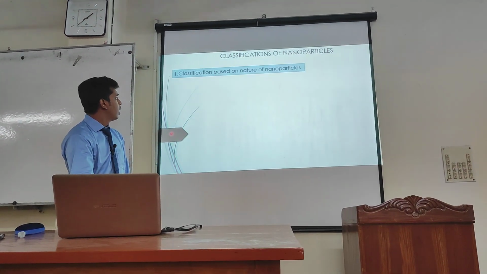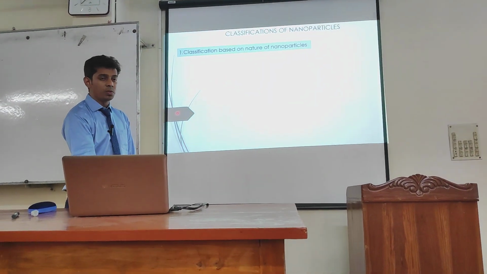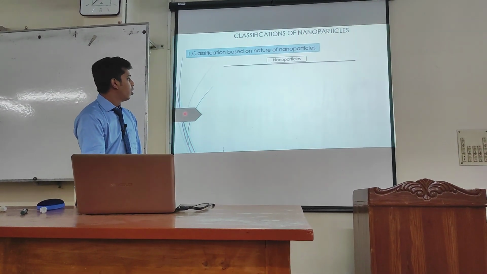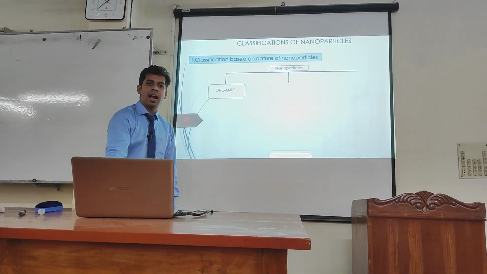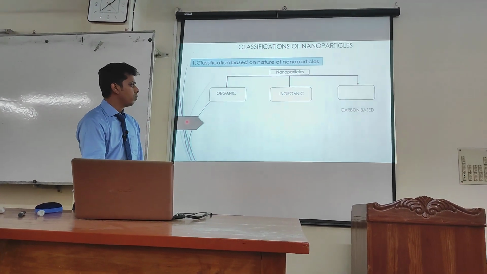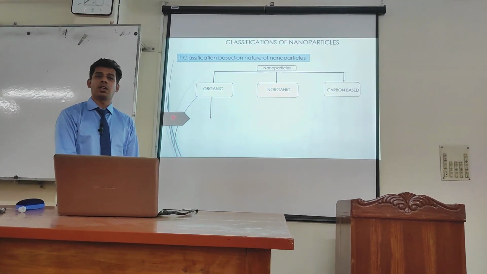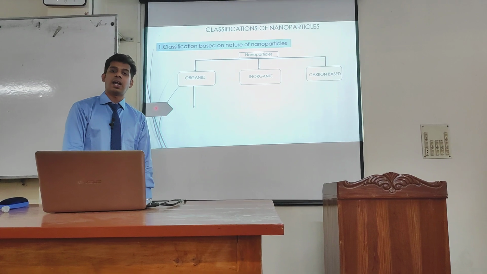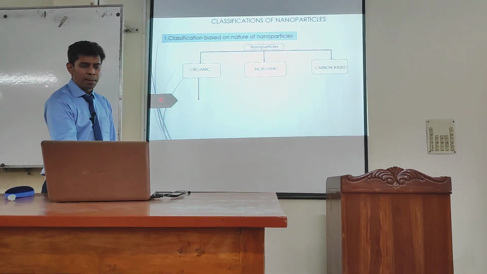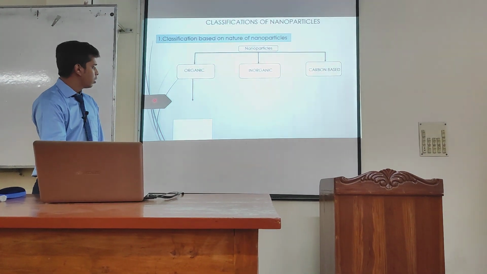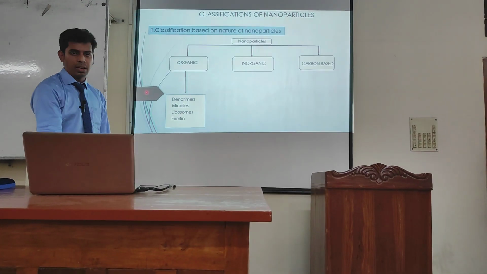Classification of nanoparticles. Nanoparticles are classified based on their nature. They are categorized into three categories. The first one is organic nanoparticles, the second is inorganic nanoparticles, and the third is carbon-based nanoparticles. What are organic nanoparticles? Organic nanoparticles are those nanoparticles which are biodegradable and non-toxic. These are extremely sensitive to thermal and electromagnetic radiation. Examples of organic nanoparticles are dendrimers, liposomes, micelles, and ferritin.